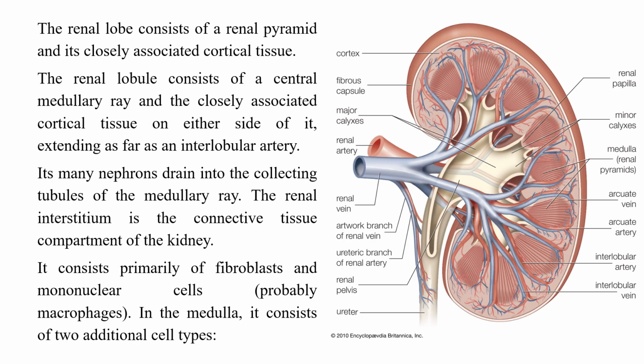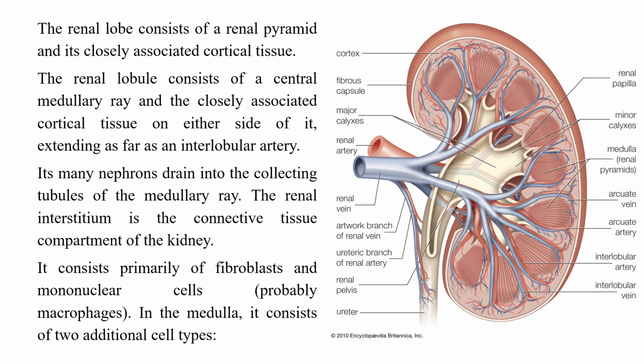The renal lobe consists of a renal pyramid and its closely associated cortical tissue. The renal lobule consists of a central medullary ray and the closely associated cortical tissue on either side of it, extending as far as an interlobular artery. Its many nephrons drain into the collecting tubules of the medullary ray.